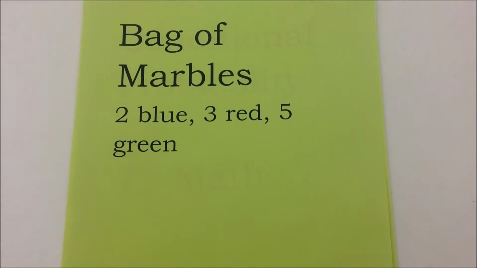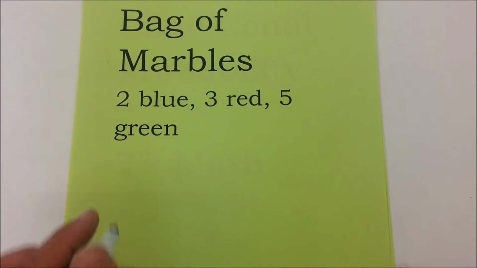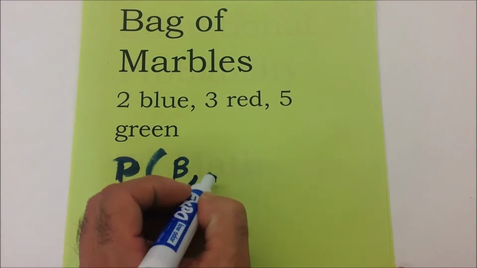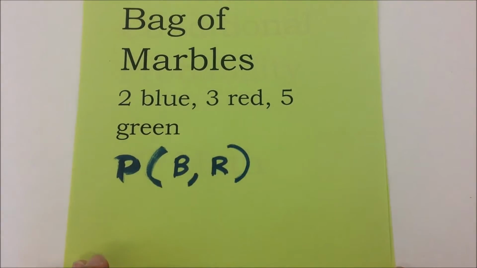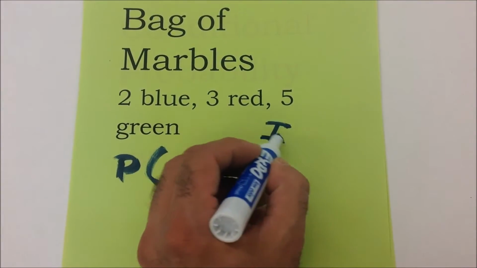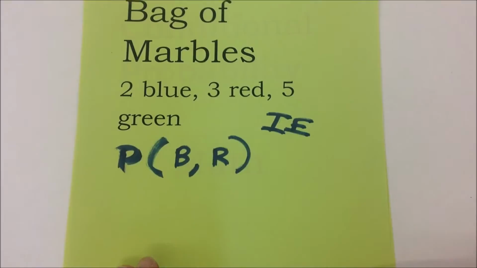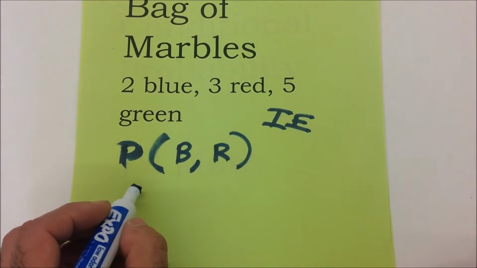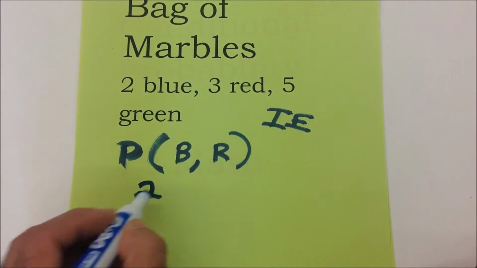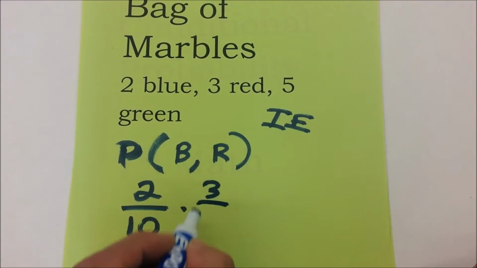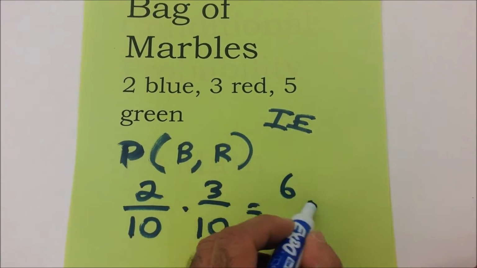So let's go over an independent event. Let's say we want to know what's the probability of picking a blue marble and then, let's say, a red marble in an independent event. So in an independent event, we replace, right? Whatever we take out, we're going to replace. We're going to put back in. That's an independent event. So the probability of picking a blue marble, there's 2 blue marbles, and there's 10 total. And the probability of picking a red marble will be 3 out of 10. So the probability is 6 over 100.